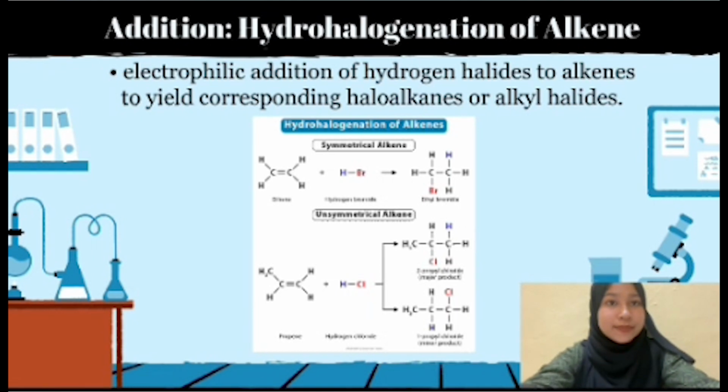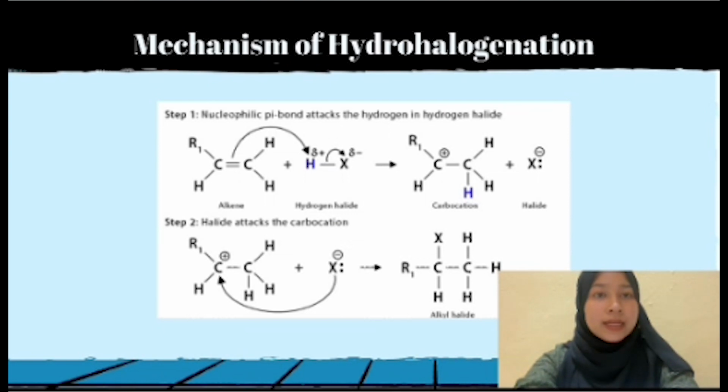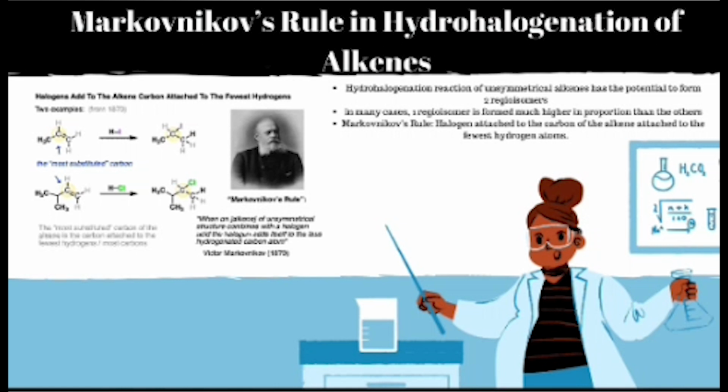There are two steps for this reaction. The first one is the nucleophilic pi bond attacks the hydrogen in the hydrogen halide to generate the more stable carbocation, and the second step is the halide attacks the carbocation and forms alkyl halides. Markovnikov's rule will be applied in hydrohalogenation of alkenes. This means halogen will be attached to the carbon of the alkene which is attached to the fewest hydrogen atoms. And the examples given show the position of the halogen attached to the carbon atoms.